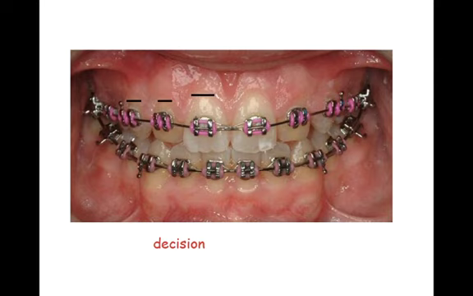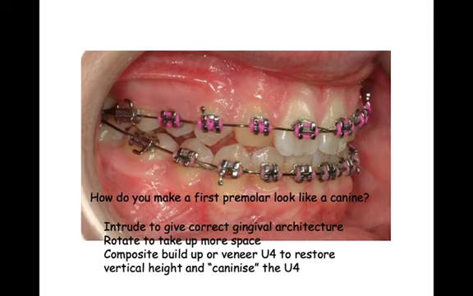The canine, or now the first premolar here, should have a gingival margin in line with the central incisor. So what we have to do in these cases is to intrude the first premolar. When we intrude the first premolar, the gingival margin will follow. And now we have a gingival margin that is similar to the central incisor.